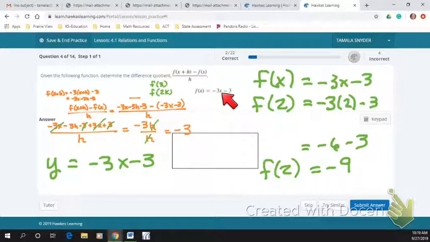Where did you, oh, okay, so which equation are we fitting into which one? Well, I'm putting x plus h into this function right here. Okay. Okay, and that's how I got this.